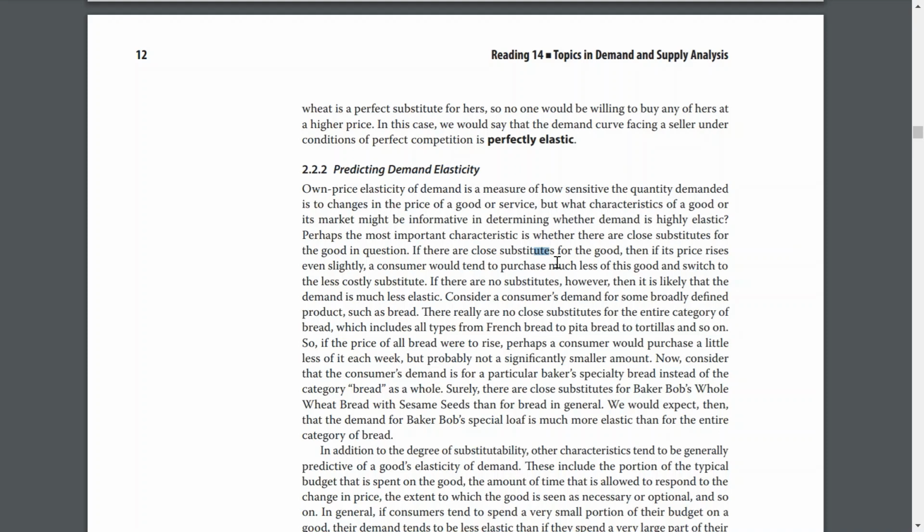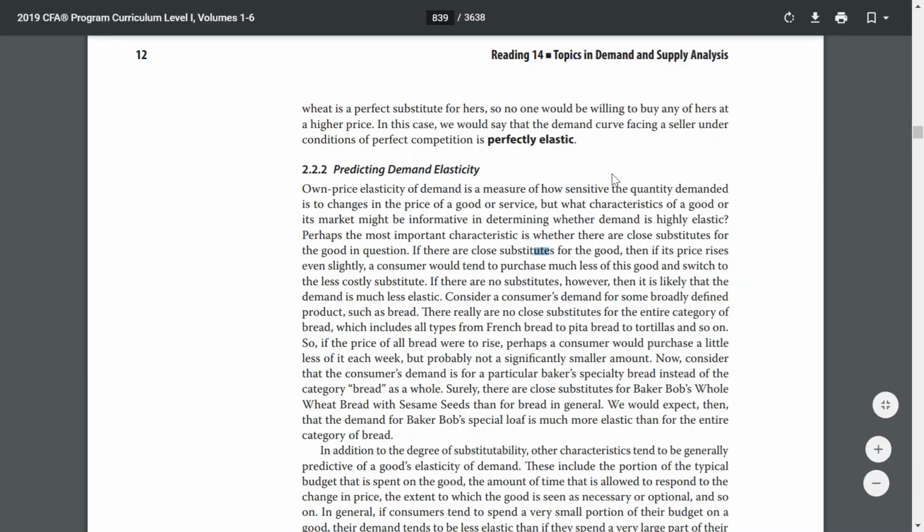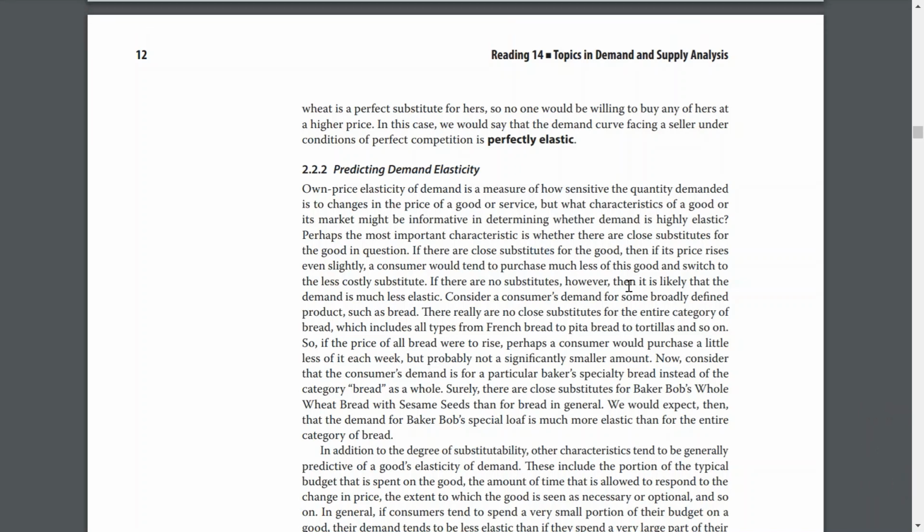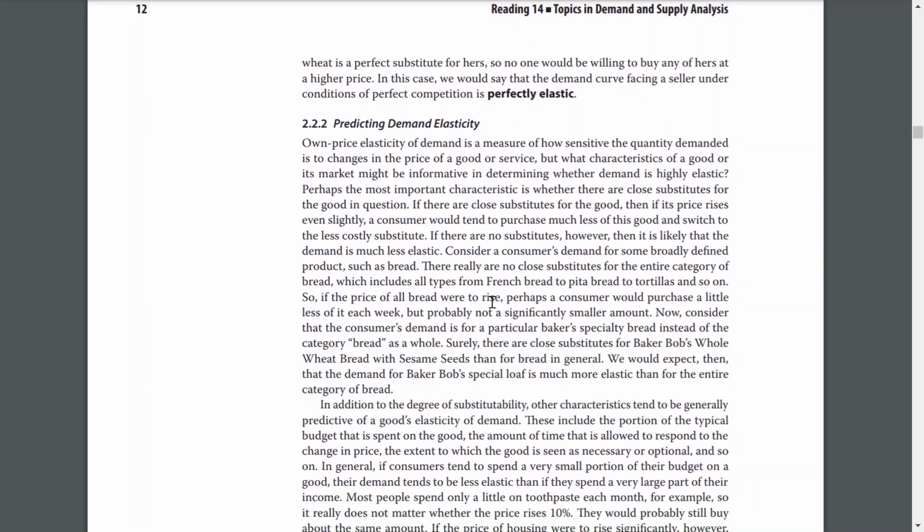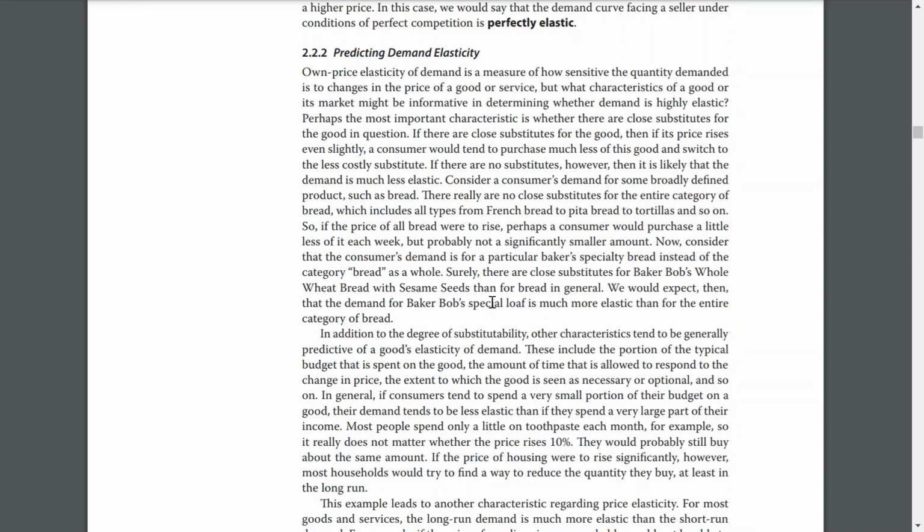If there are close substitutes for the good, then if the price rises even slightly, the consumer would tend to purchase much less of the good and switch to the less costly substitute. If there are no substitutes, however, then it is likely that the demand is much less elastic.